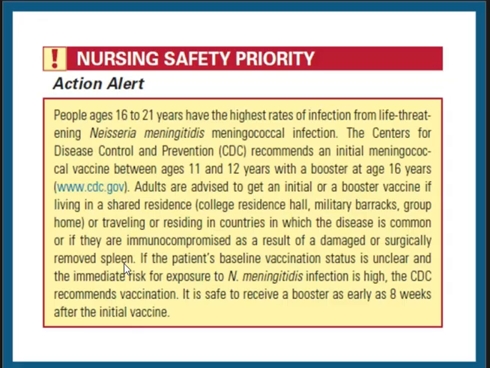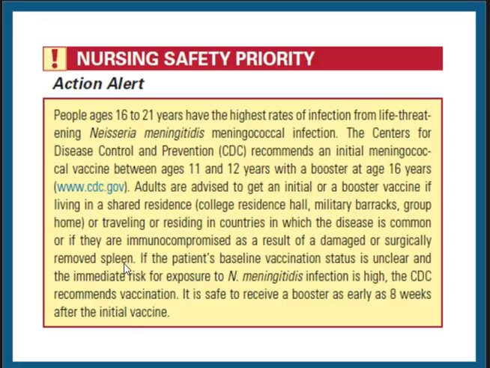When they get to that college and they're free from their parents, they're doing all kinds of stuff that they probably shouldn't be doing. So adults are advised to get an initial booster vaccine if they're living in a shared residence, so college residence hall, military barracks, group homes, or traveling or residing in countries which the disease is common.